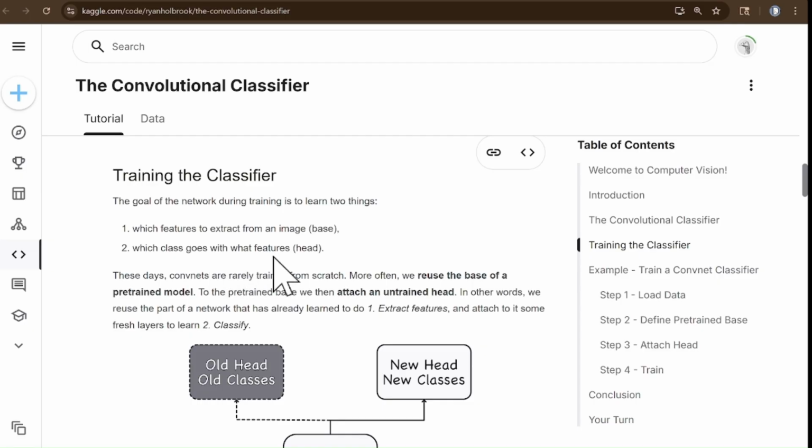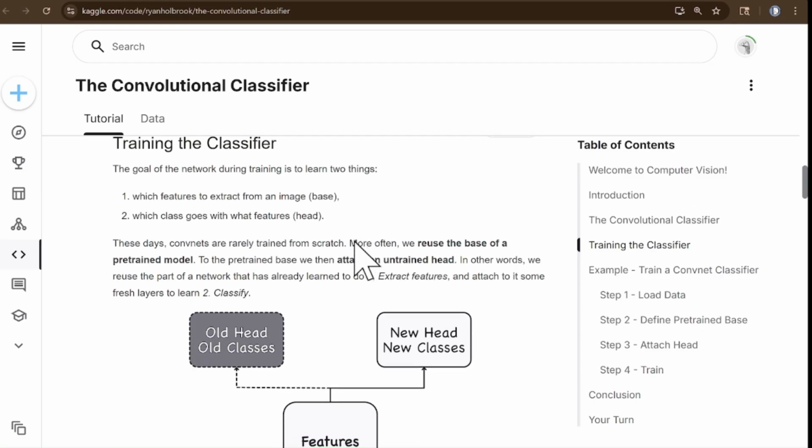Which class goes with that features, that is head. Now these days convnets are rarely trained from scratch, because to start anything from scratch you need a huge amount of data that you simply don't have. So what you do, you take the pre-trained base model and you add some of your own so that you can manipulate it to classify your own image.